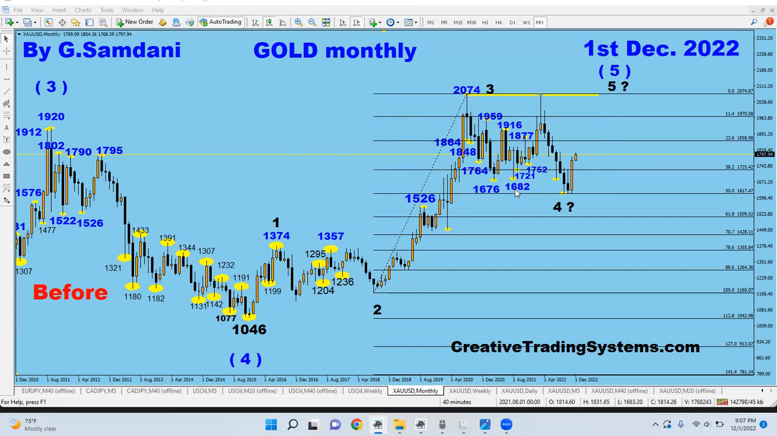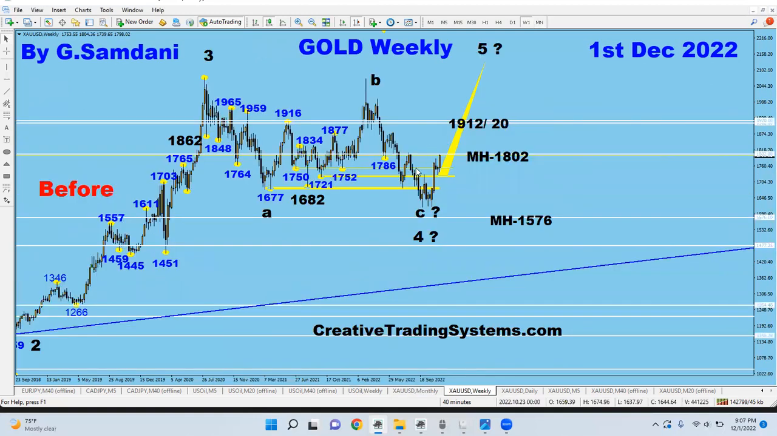Now, on a smaller time frame, the weekly chart was this. I said, okay, we finished wave C and wave 4. A, B, C, wave 4 is finished. We're going to go for wave 5. So we went there, and then we came back to this level here, 1721, and that's where I made this chart that we're going to go up.